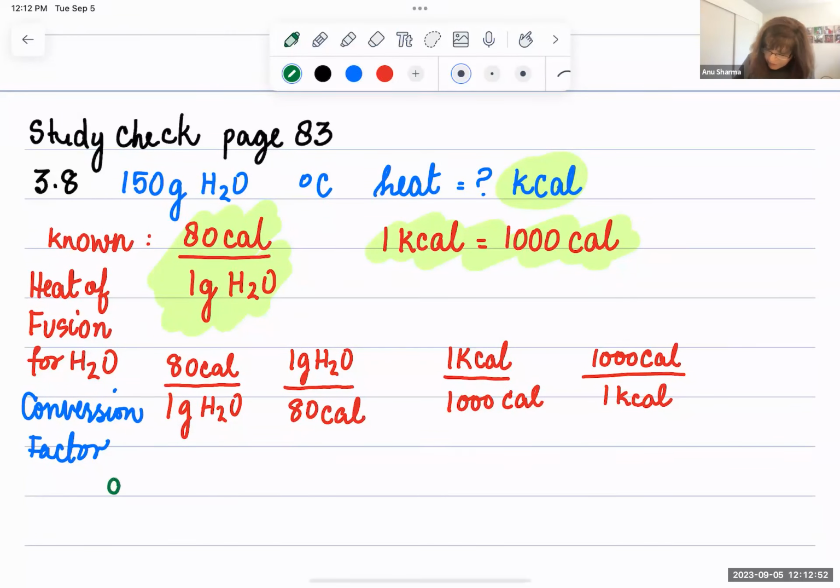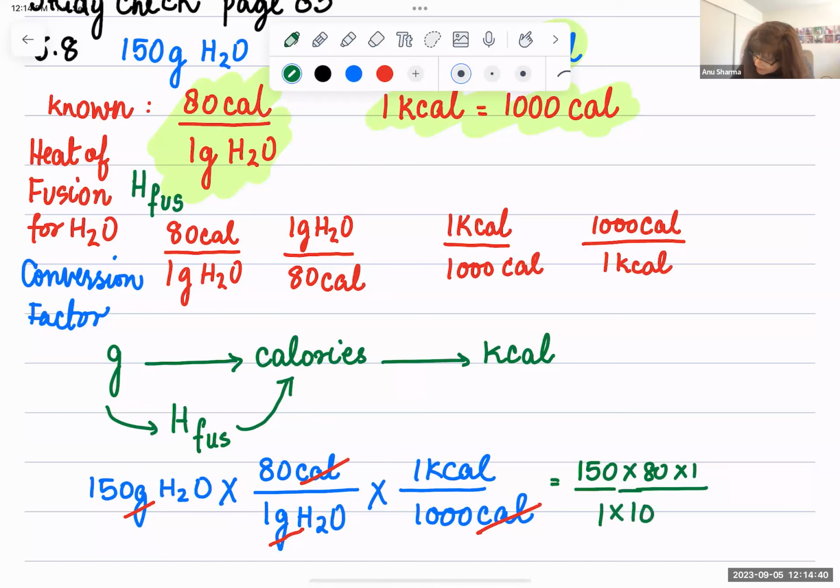Okay, so here you see the grams and grams cancel out, calories and calories cancel out. So just multiply this. This is a simple 150 times 80 divided by 1000. 150 times 80 times 1 divided by 1 times 1000. What do you get here?